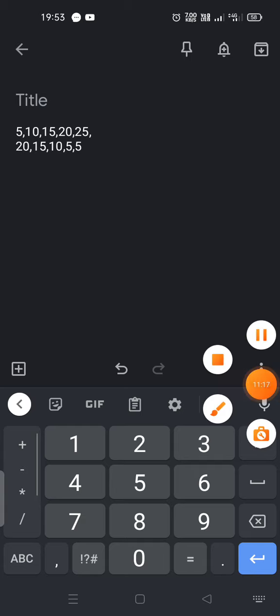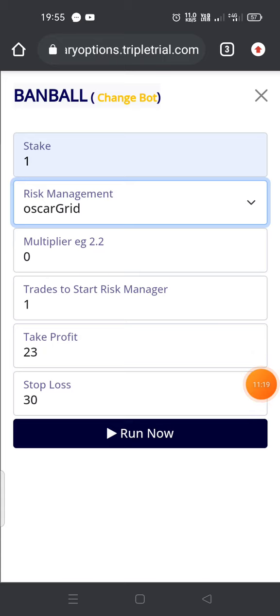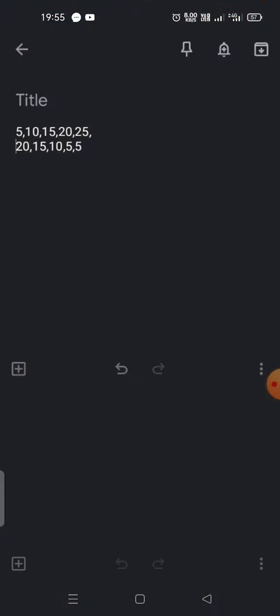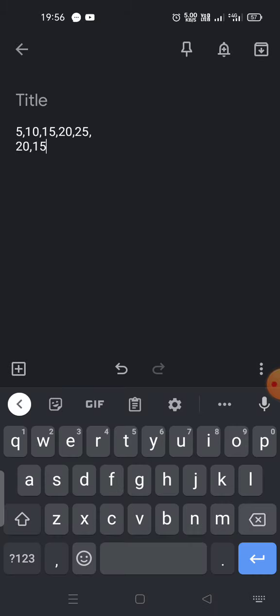Now let's talk about OscarGrid. Okay, about OscarGrid now. The OscarGrid is just the reverse of the Dalembert. So in OscarGrid, we start just with a unit stake. So if you win, you increase your stake, and if you lose, you reduce your stake. Okay, I'll just give you an example. So let me just delete this one.